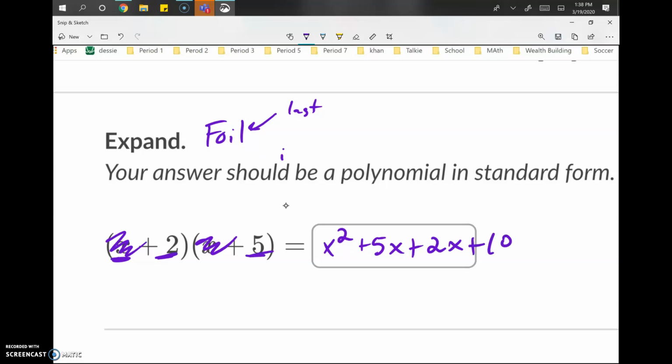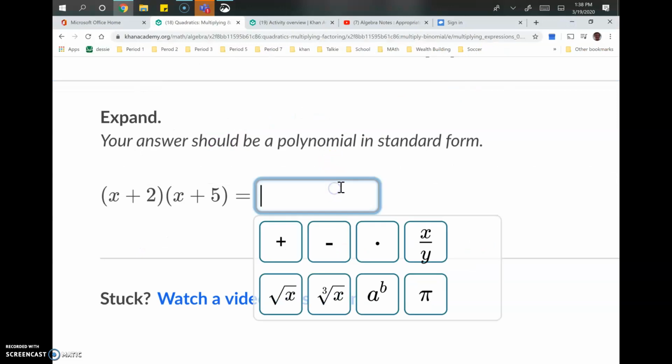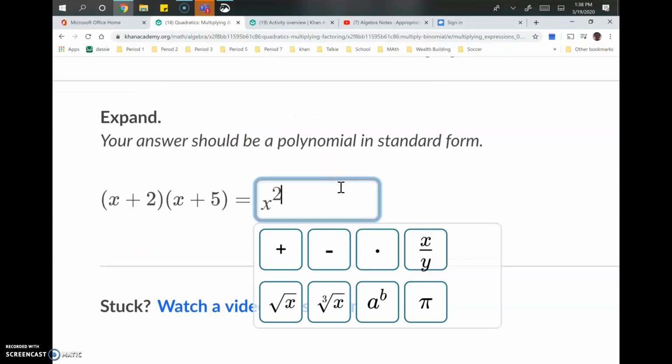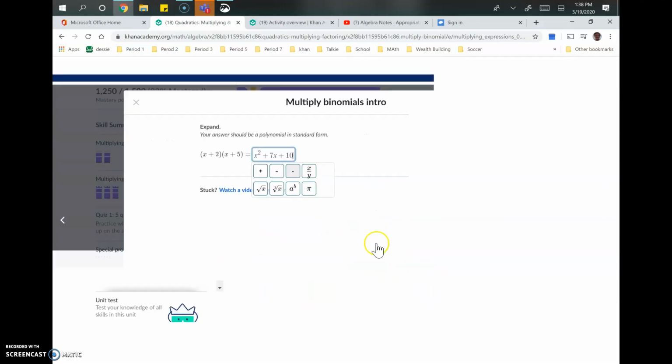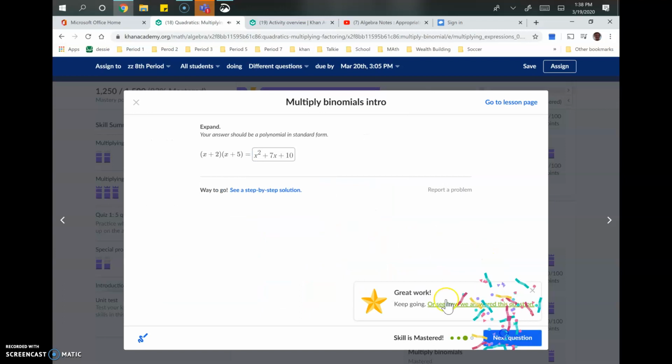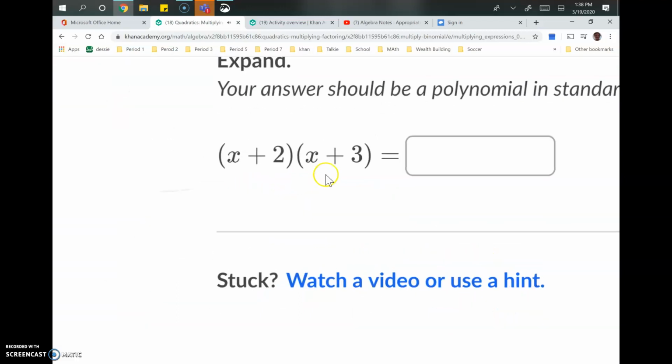So that's how I multiplied it in the previous example. Just wanted to show you that. And then we've got 2 plus 5 is 7x. So we've got x squared plus 7x plus 10. So it's just a different way of multiplying those things together. Now, an even easier way of thinking about it is just look at those 2 numbers.